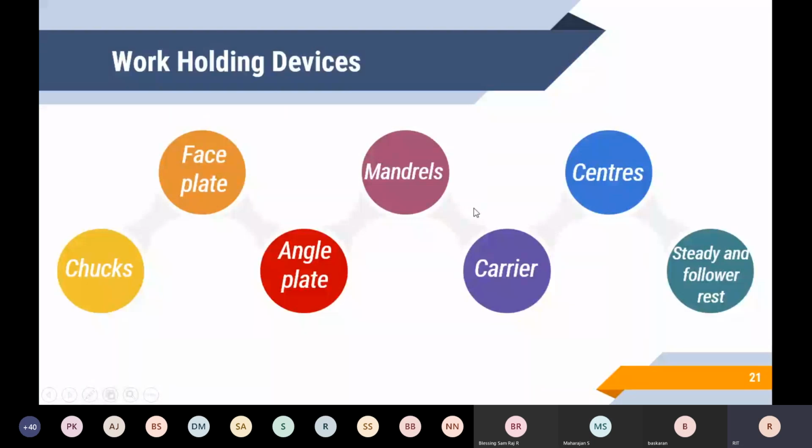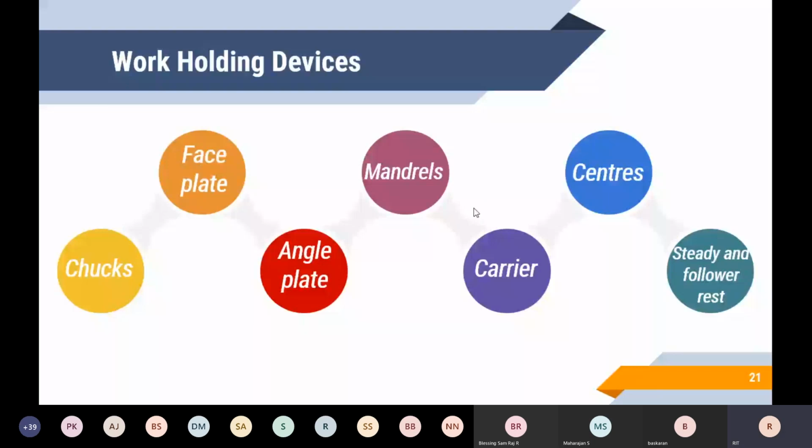And the next one is the different types of work holding devices used in the lathe machine. Normally, work holding devices are used to hold and rotate the workpieces along with the spindle. Different work holding devices are used according to the shape, length, diameter, and weight of the workpieces. The work holding devices are chuck, face plate, angle plate, mandrels, carriers, centers, steady rest, and follow rest. These are the common work holding devices. We will see them one by one.